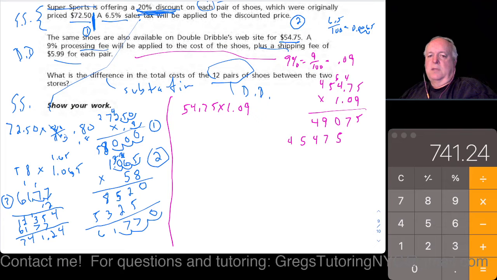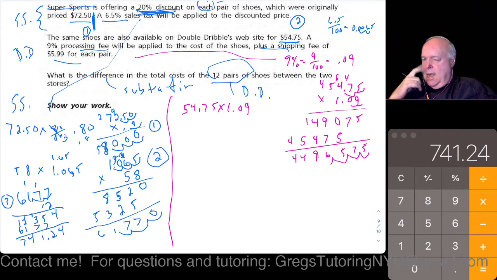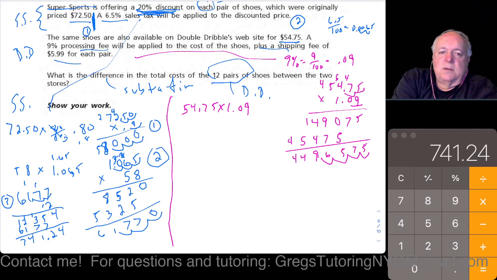Okay, so we should get 5, 7, 5, 6, 9, 4, 4, and we have 1, 2, 3, 4. So I'm going to go 1, 2, 3, 4. So if I did that right, we should have 449.6575, which is a nice ugly number. So let me pop that into the calculator. 54.75. Actually, let me just make sure this is showing on your screen. I thought it was. Okay, yes, it is.